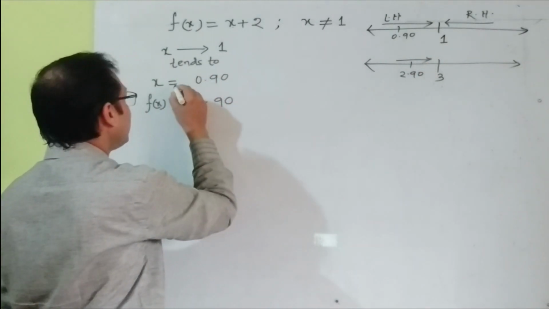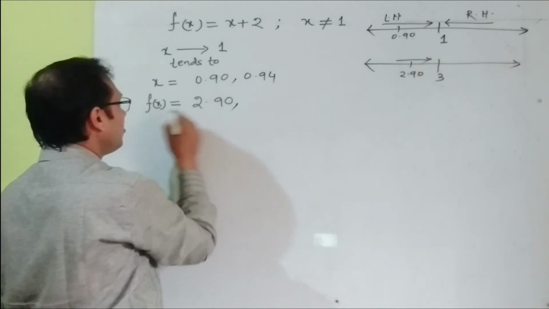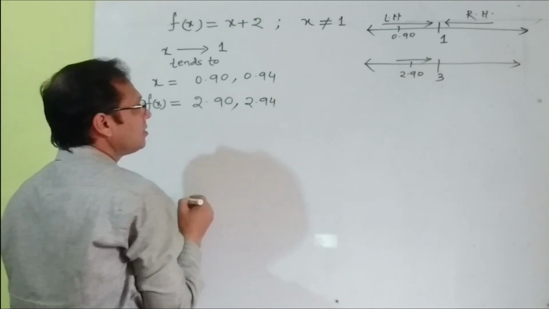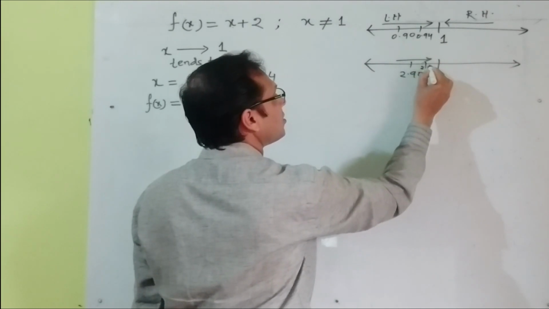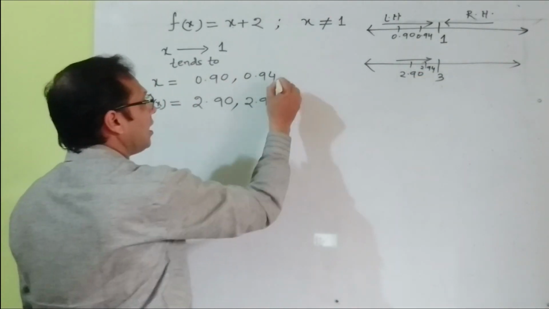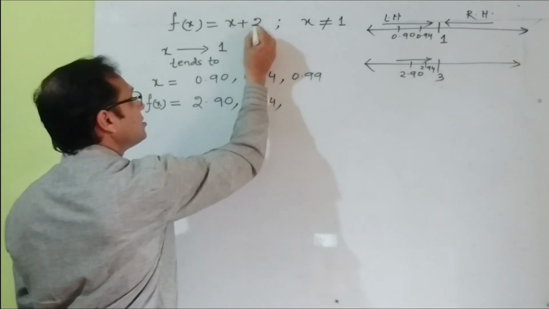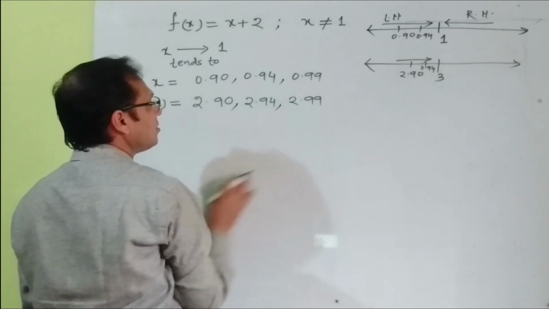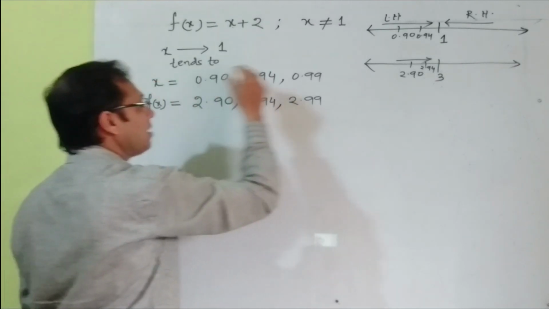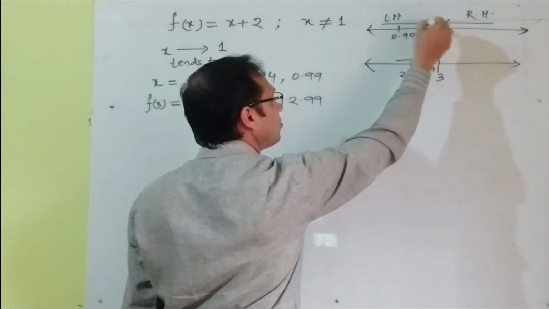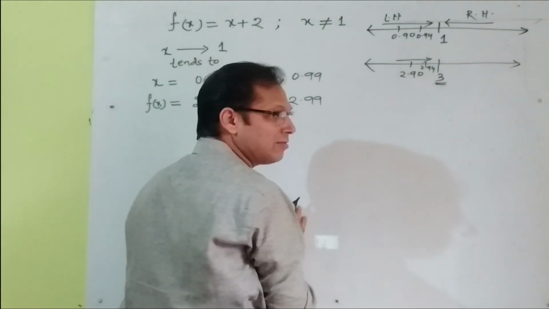If you take the value of x as 0.94, then the value of f(x) is 2.94. And if you take 0.99 as the value of x, then the value of f(x) is 2.99. From all these examples, we conclude that if the value of x approaches 1 from the left hand side of 1, then the value of f(x) approaches 3 from the left hand side of 3.